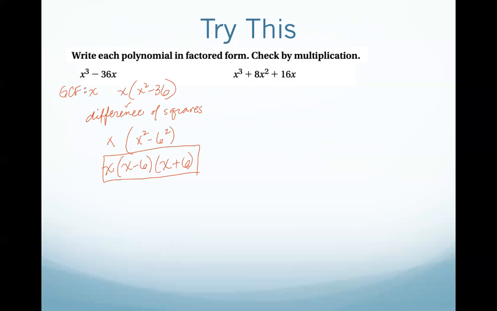And the one on the right, again, we have a GCF of x. This time, I can recognize this as a perfect square trinomial. If you don't recognize that, if I have two numbers that multiply to 16 and add to 8, they are the same two numbers. That's what can clue you in. That's a perfect square trinomial. So that becomes x plus 4 squared.